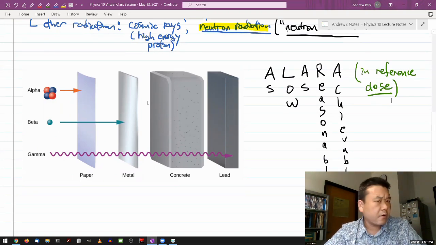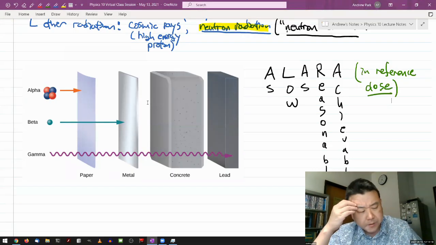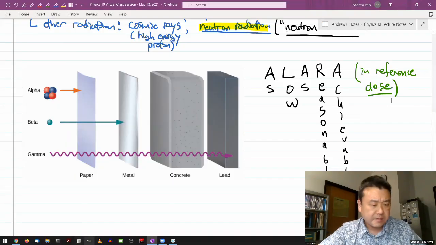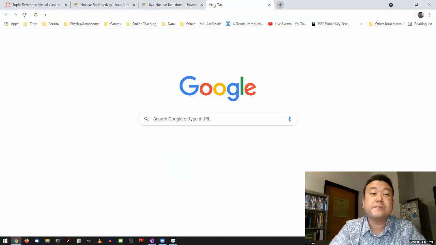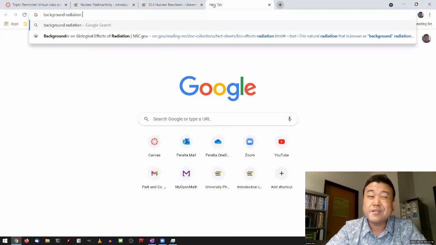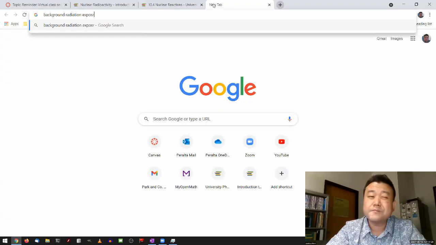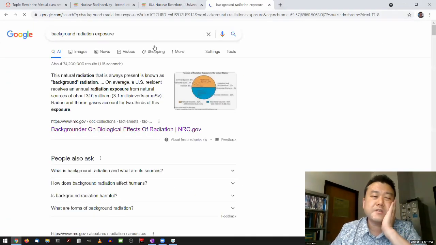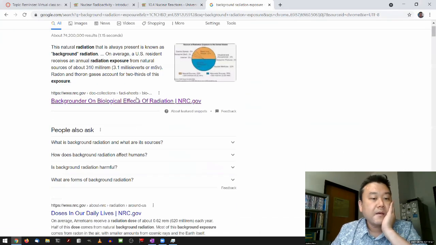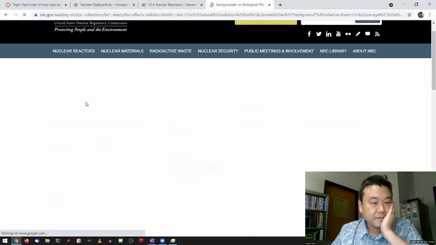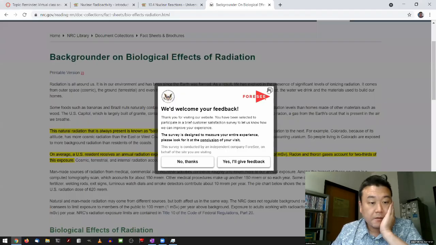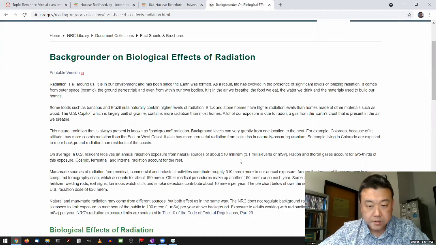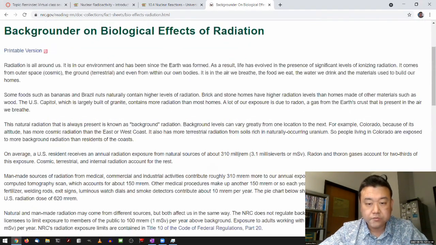I think I was looking this up just before class session. I think for a human adult, the typical amount is something, let me look it up again. Background radiation exposure. It's usually measured in something called rem, roentgen equivalent man. I think this is about right. So the typical background radiation, I guess it says about 300 millirem.